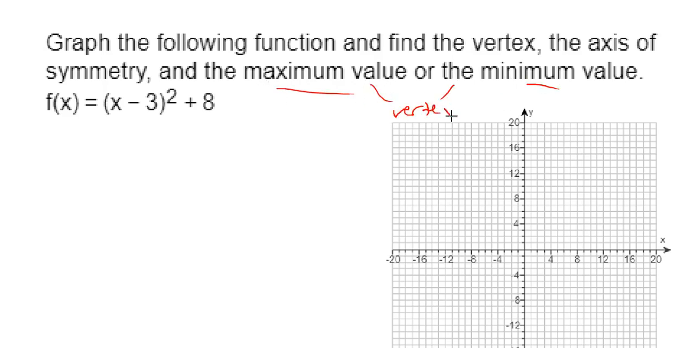So we really don't have to do any extra work on this problem. We just have to identify something that we already have the information for. So the maximum or the minimum value is the highest or the lowest point on the graph, which occurs at the vertex. So let's find the vertex here.